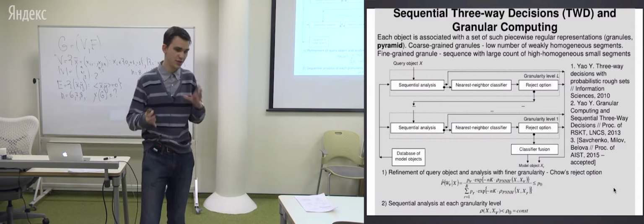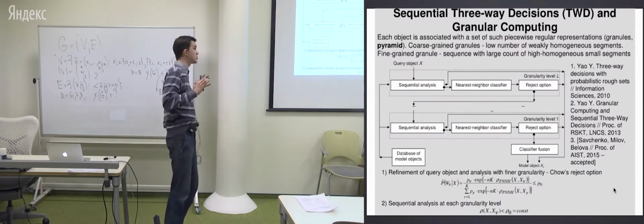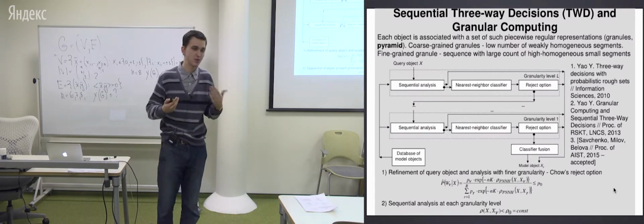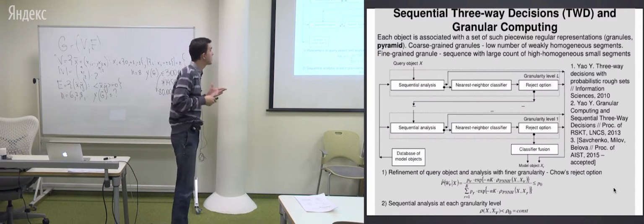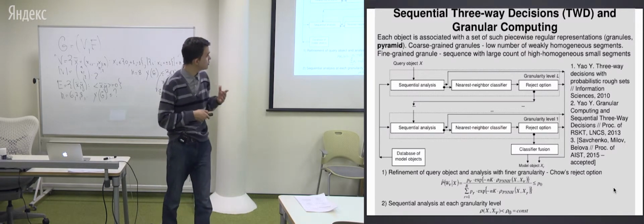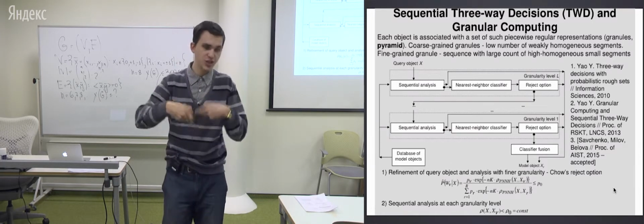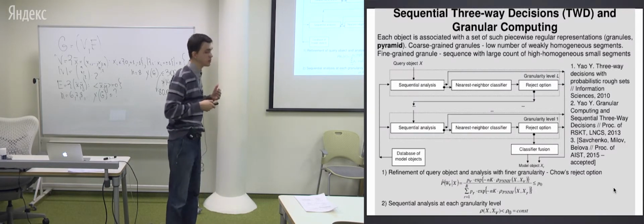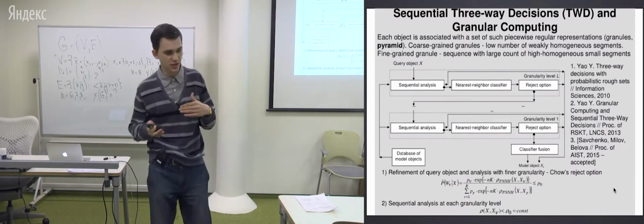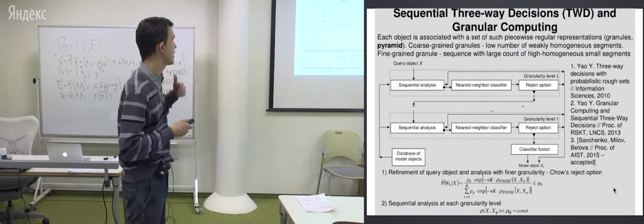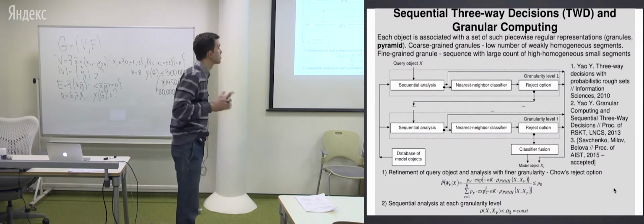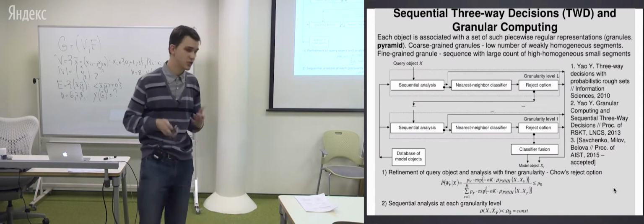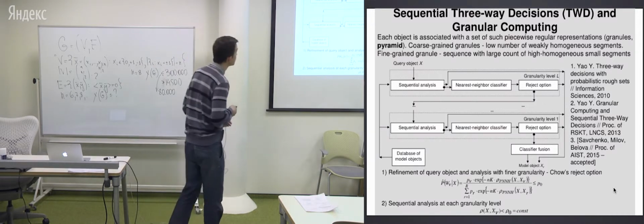So we have several representations of the same object, and we try to analyze at first the coarsest level of granularity. It's very easy for speed, for performance. Then if the reliability is not enough in terms of the choice reject option, then we proceed to analysis of the next level. And in each level, we also use sequential analysis. Our rule is also some kind of nearest neighbor search. If the distance is less than a fixed threshold, we believe that we found a good solution.